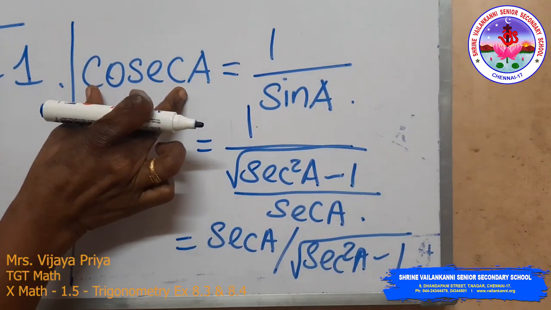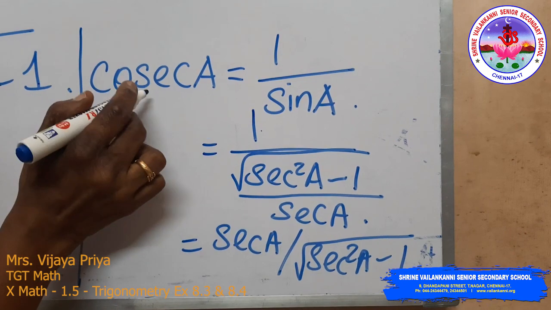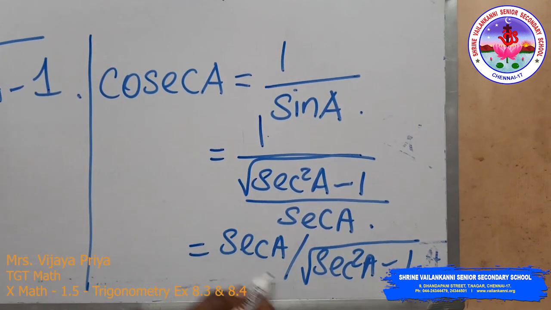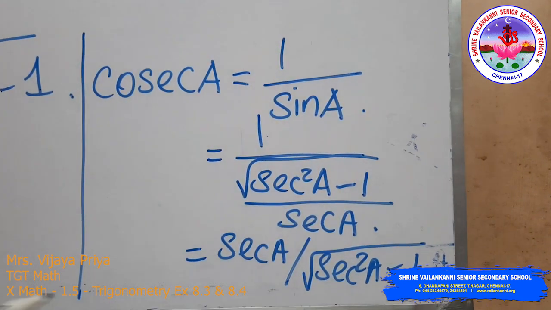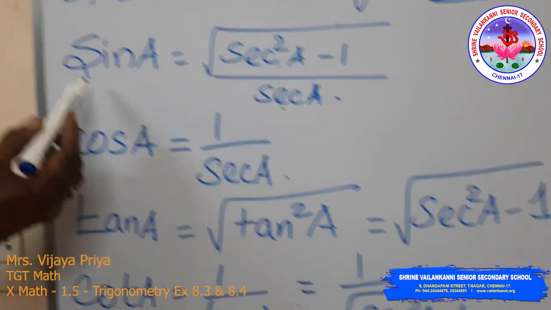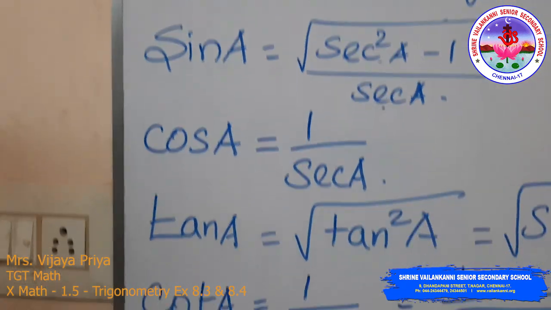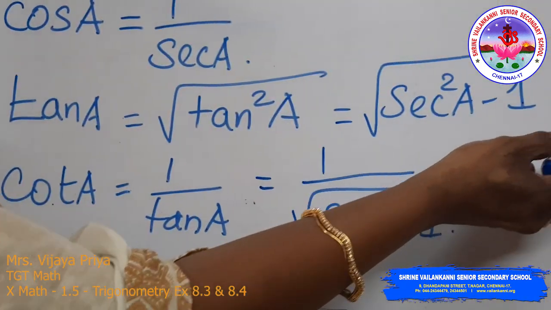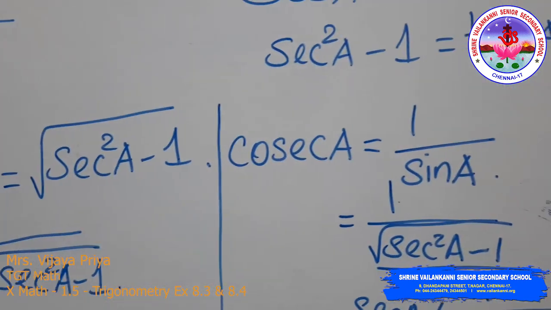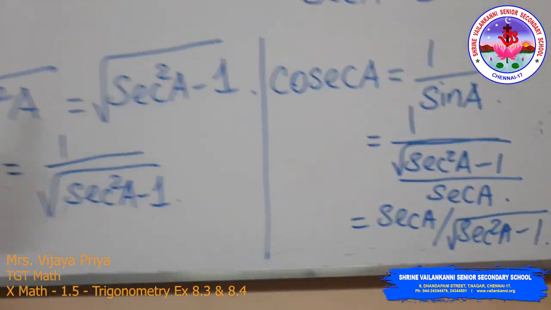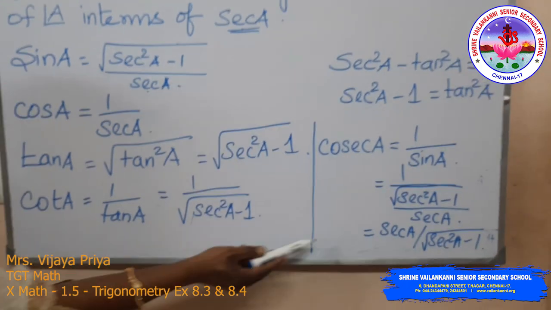Hence cosecant A can be represented in terms of secant A. Thus, all these 5 ratios are represented in terms of secant A. Hence the proof.